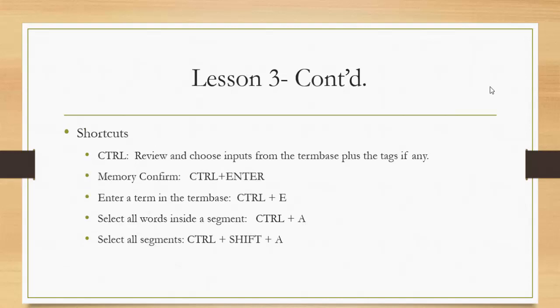We also talked about something very important, which is the shortcuts. Control is to view the tags and to see the input from the term bases. To confirm something inside the memory, it is Control and Enter. In other words, when you translate something, you want it to be stored in the memory, and for that you have to press Control and Enter simultaneously. Control and E is for the term base. Control and A selects all inside the segment. Control Shift and A selects all the segments.